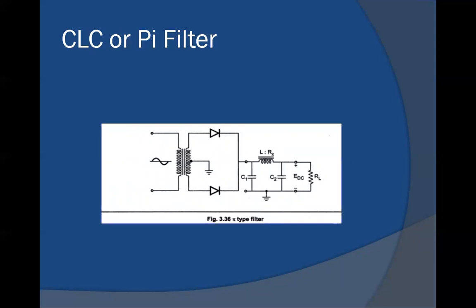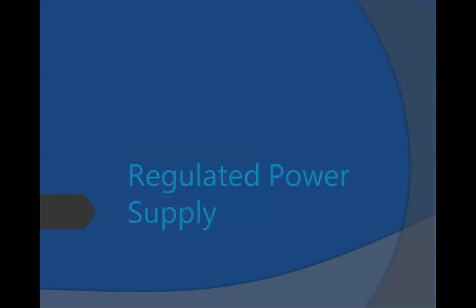So CLC: capacitor, inductance, capacitor. Two capacitors and one inductance will be used in the pi format, pi shape. Okay. So C1 and C2 will be parallel to each other to the load, and then the inductance will be in series to the load. Here this pi circuit will form a filter to filter out the unwanted ripples from the DC output of the rectifier.